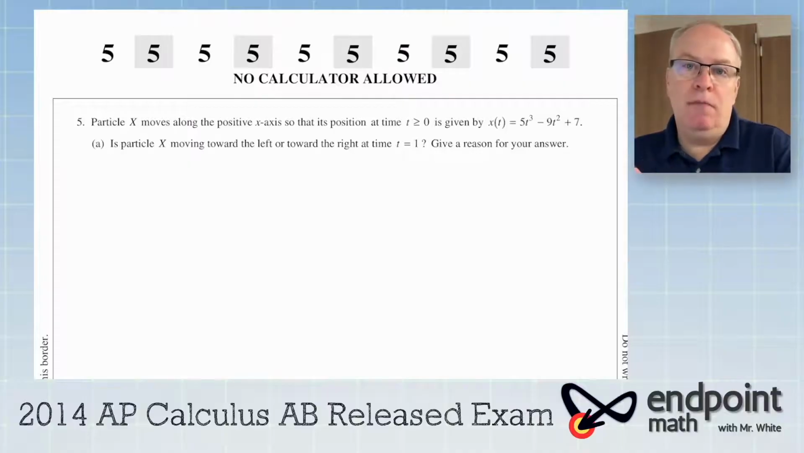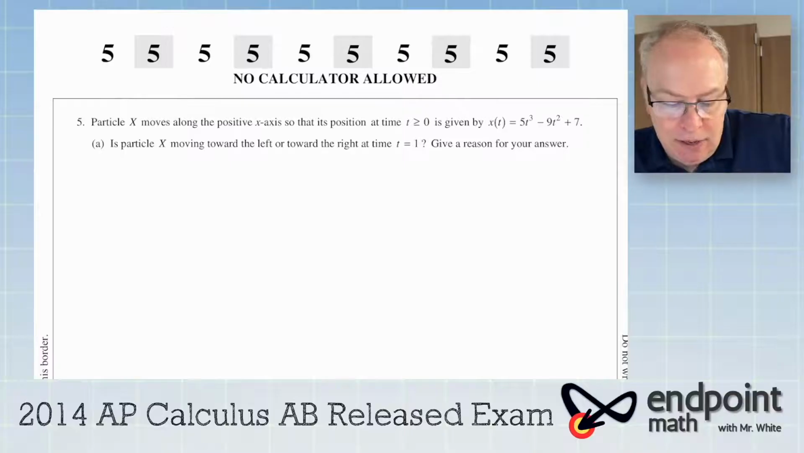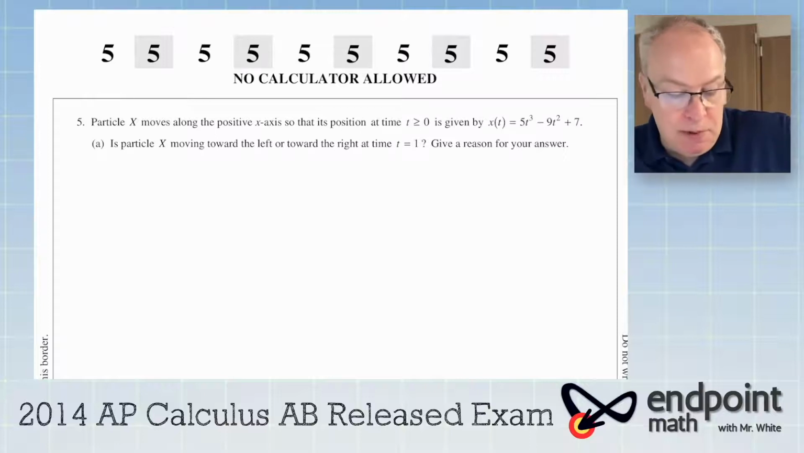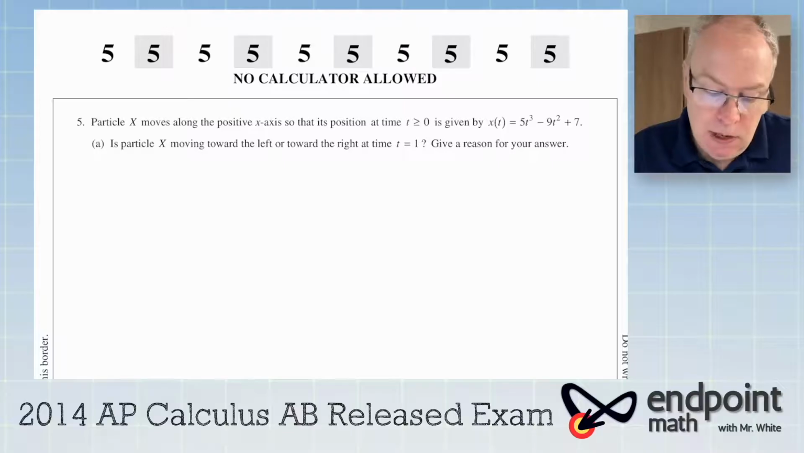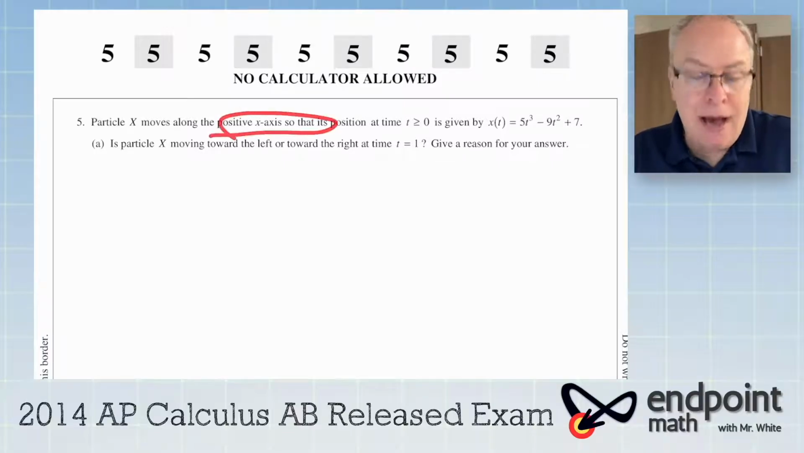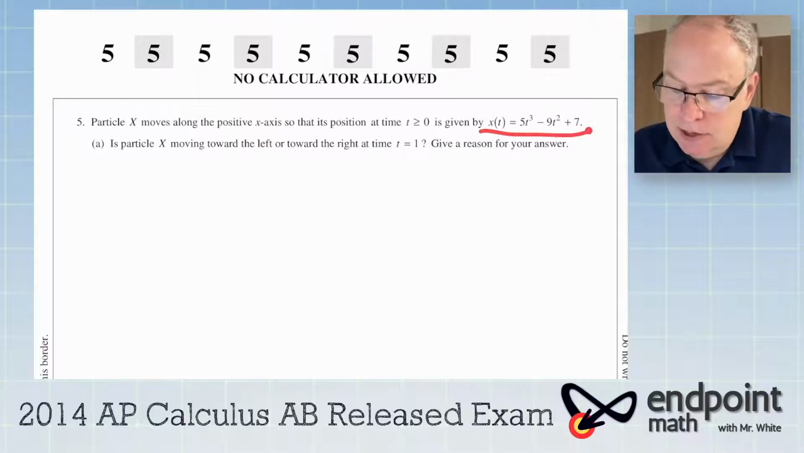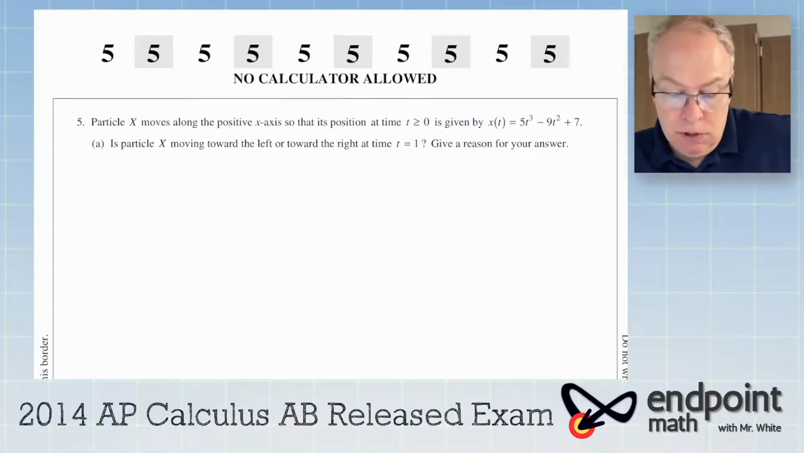Let's wrap up our adventure of looking at this 2014 released AP Calculus AB exam. These are the last 2 questions on the No Calculator Allowed section, the free response, numbers 5 and 6. So let's look at number 5. We have a particle that is moving on an x-axis, so you can think about it going left and right at time t according to this function. First question just says, is the particle moving left or to the right at t equals 1?